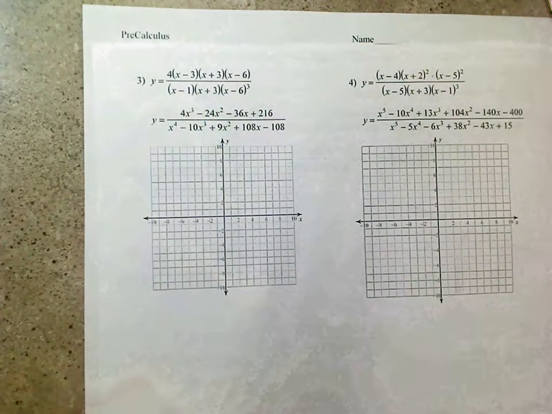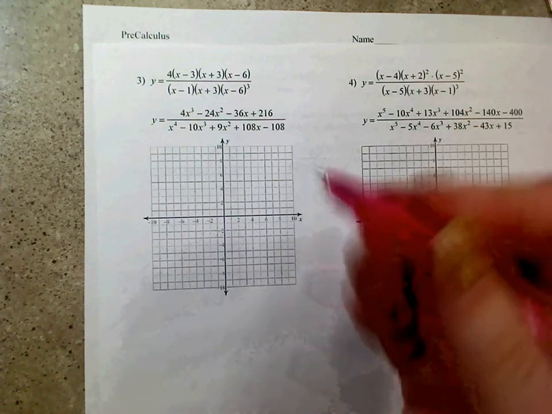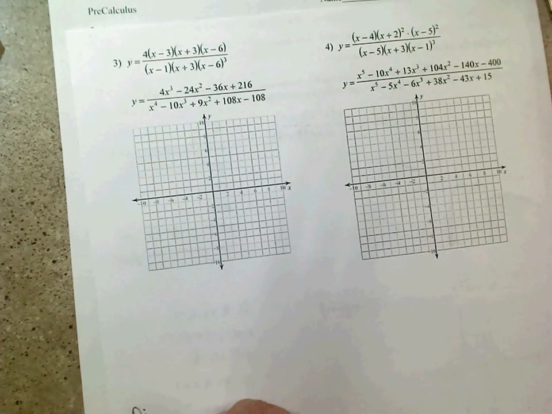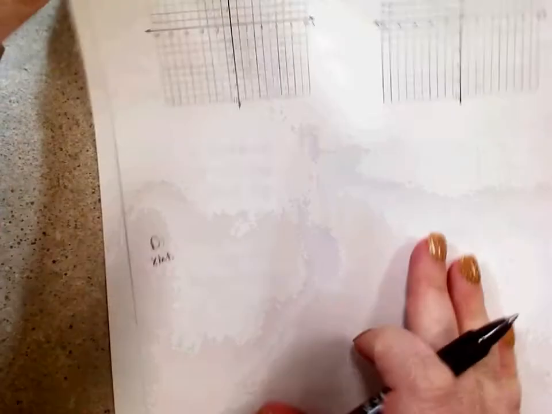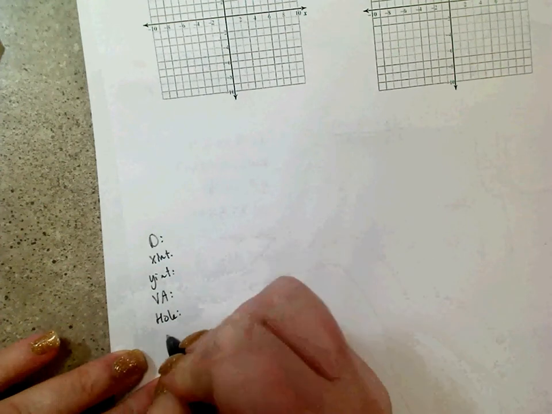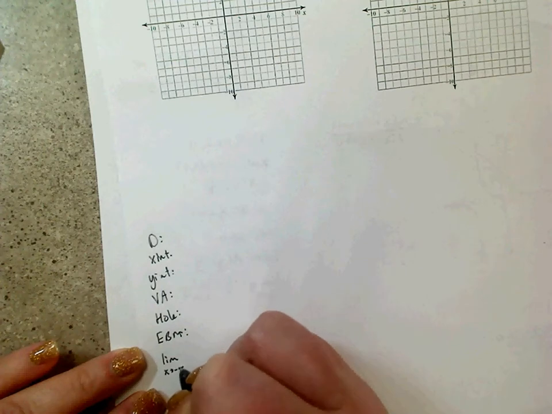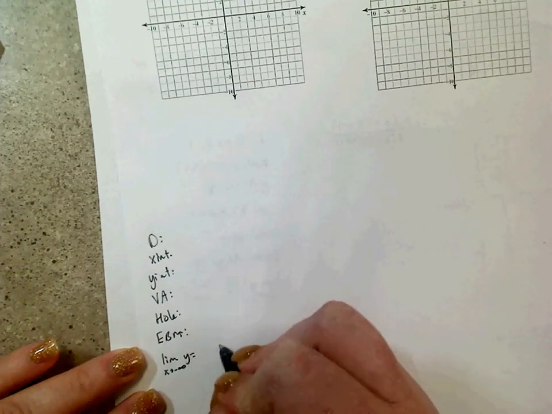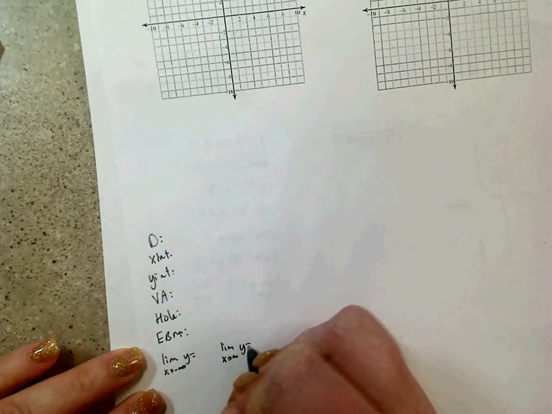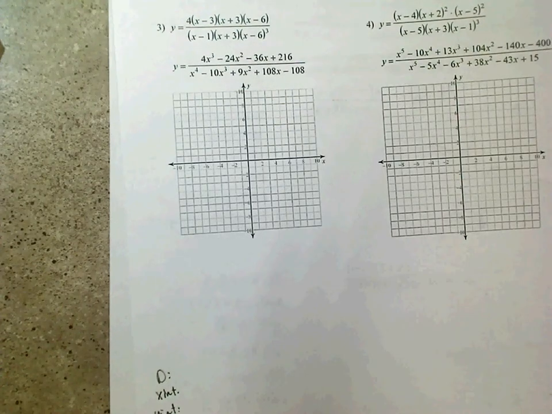Number 3. So number 3, what I'm going to do first is I'm going to explore this. Well, I guess I'll go ahead and write down what I need to find, and then we'll go from there. Domain, x-intercept, y-intercept, vertical asymptote, hole in the graph, end behavior model, and limits. Okay. So I'm going to write the factor form down here again.